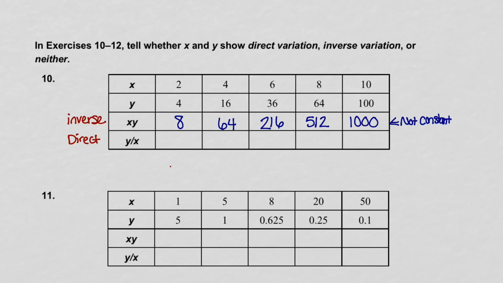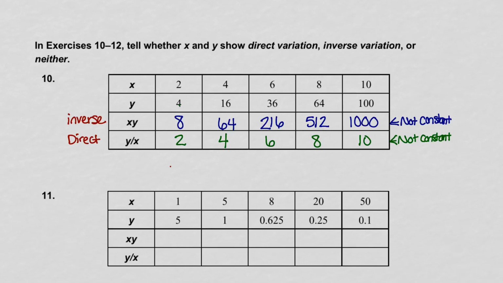So let's try direct variation. I'm going to take y divided by x, so 4 divided by 2, and 16 divided by 4, and so forth, and do all of these, 100 divided by 10. Okay, again, this is not constant. It's not the same number all the way across.